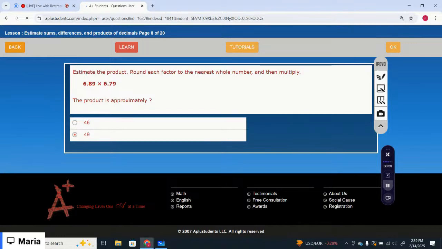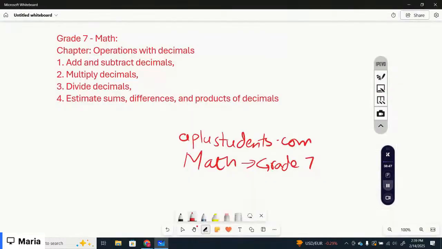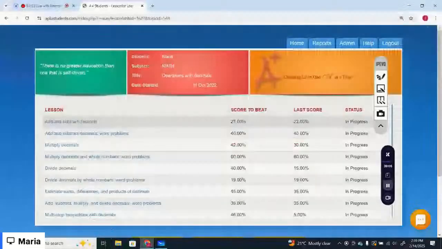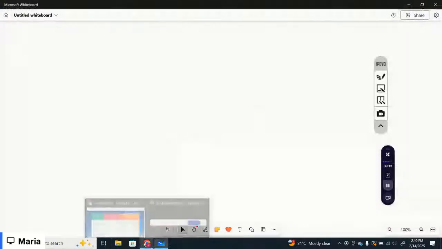So we were working on grade 7 math. The chapter we're working on is operations with decimals. The lessons we have covered today are add and subtract decimals, multiply decimals, divide decimals, estimate sums, differences, and product of decimals. So please make sure before the next session you complete all the practice questions for the lessons we just did. That is your homework until next session.